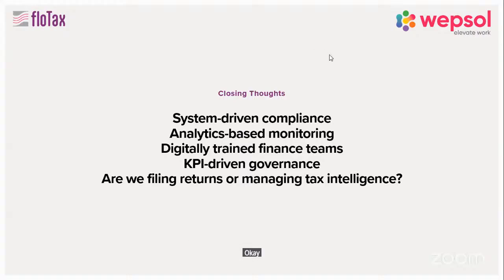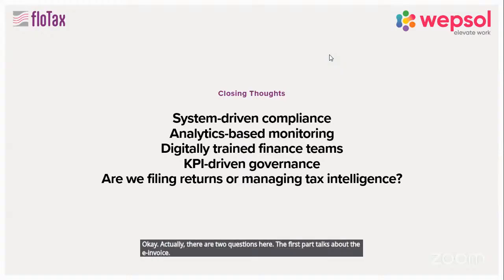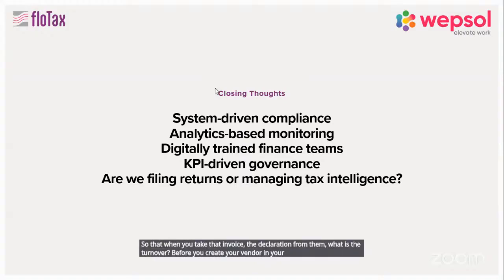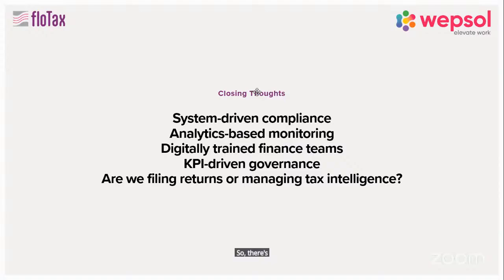Okay. Actually, there are two questions here. The first part talks about the e-invoice. Generally, vendors having a turnover above 5 crores must issue e-invoices. And then you need to obtain a vendor declaration of turnover. Before you create your vendor in your ERP, you have to take onboarding data, so that in your ERP itself you can mark that this vendor is above 5 crores turnover and e-invoice is a must. So there's no question that they can avoid it.